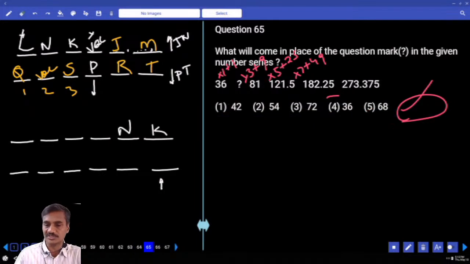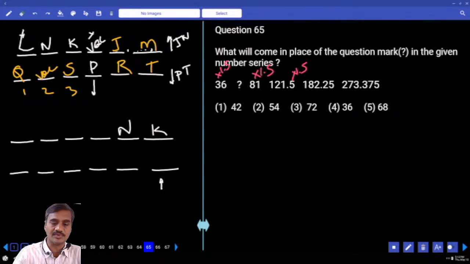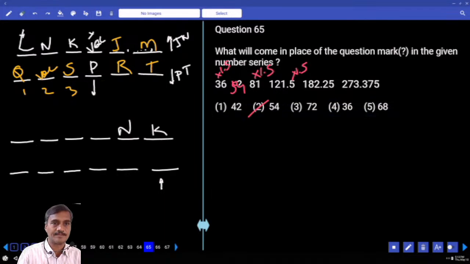Then next coming to question number 65. Now in this one, 81 and 121, and 81 into 1.5 is 121.5, and again 121.5 into 1.5 is 182.25. That means each of these numbers is multiplied by 1.5. 36 into 1.5 is so much? 36 into 1.5, that is 54. And 54 into 1.5, that is 81. The missing number is 54, choice 2, question 65. Clear? Now this is about paper number 26, RRB PO Prelims.